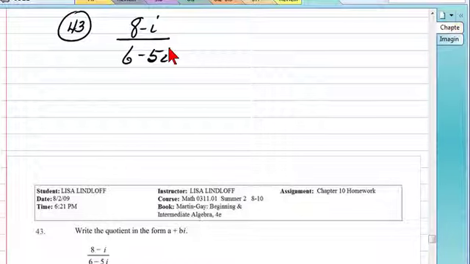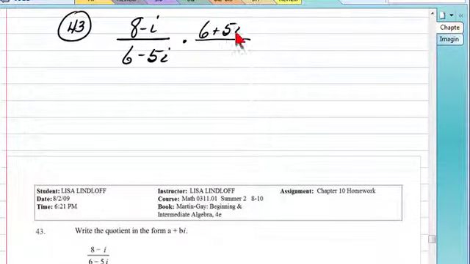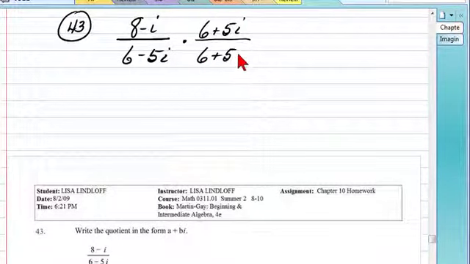If I would like this to be in the form a plus bi, I want only a real denominator if there could be one, what do I need to multiply by? The conjugate, which is 6 plus 5i. Now, ready for a little bit of work. What am I going to have to use in the numerator to multiply? I have 8 minus i times 6 plus 5i.